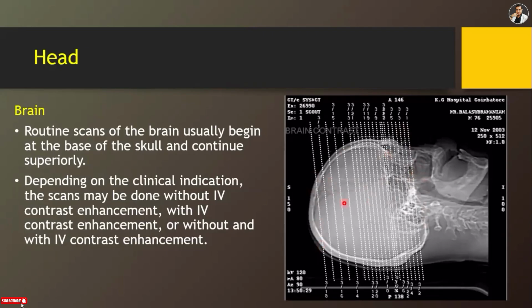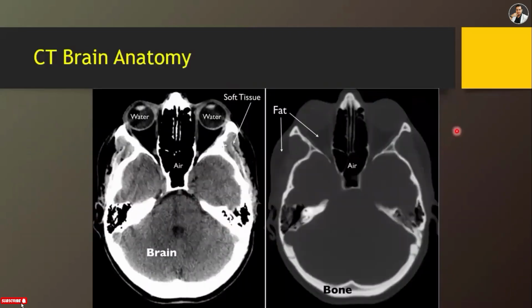So, when we start from the base, the images of the skull will go away and then the images of the vertex of the skull will remain. When we film the CT scan head images, the first images will be from the base of the skull and then slowly go to the superior part of the skull, or vertex. So, we first start the anatomy from the base of the skull. This is not an image of the base of the skull.